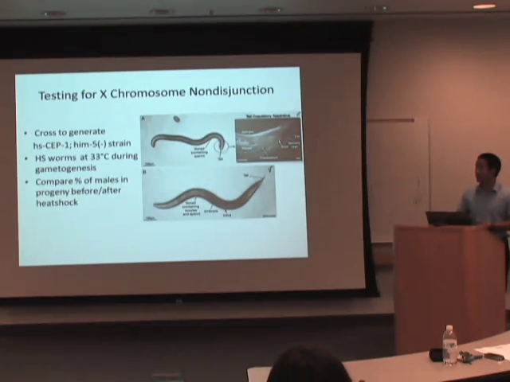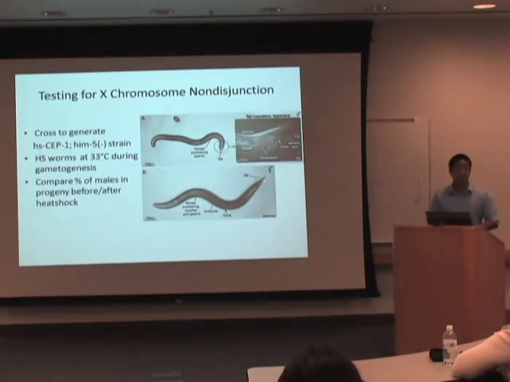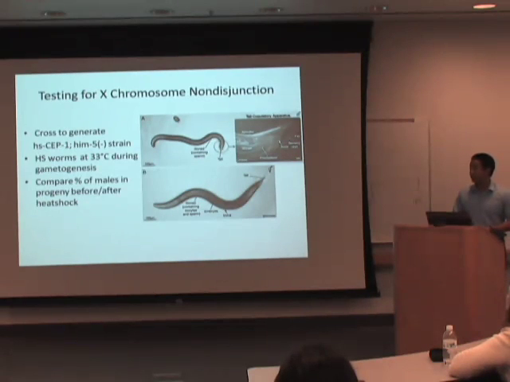And I crossed that with a HIM5 minus male, and what this means is that these males are lacking the HIM5 gene. So they can't produce the HIM5 protein, which is normally necessary for regulating X chromosome crossover and distribution events, which is why we see such high levels of X chromosome non-disjunction in the first place. So once I'd confirmed I had the right strain, I heat shocked them at 33 degrees for half an hour during gametogenesis, or when their egg and sperm cells are being generated, and compared the percentage of males and hermaphrodites in the progeny both before and after the heat shock.